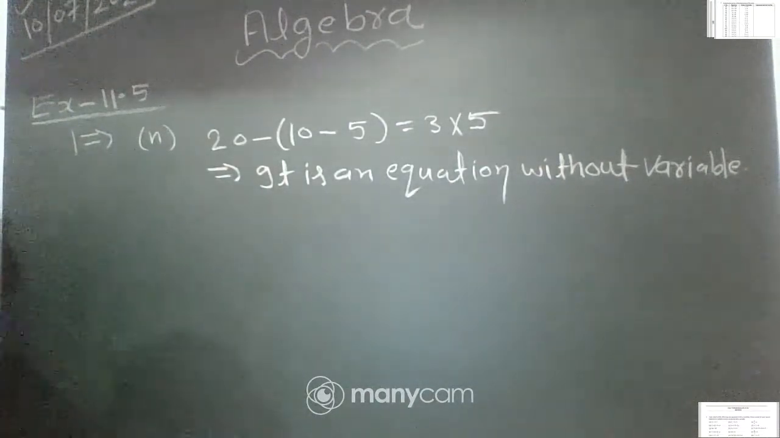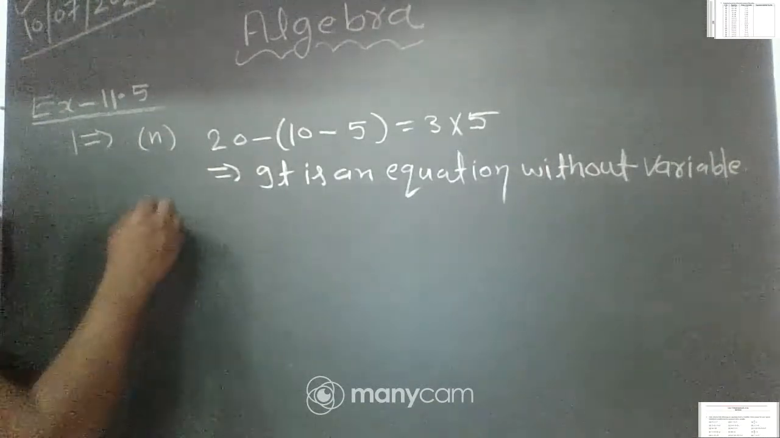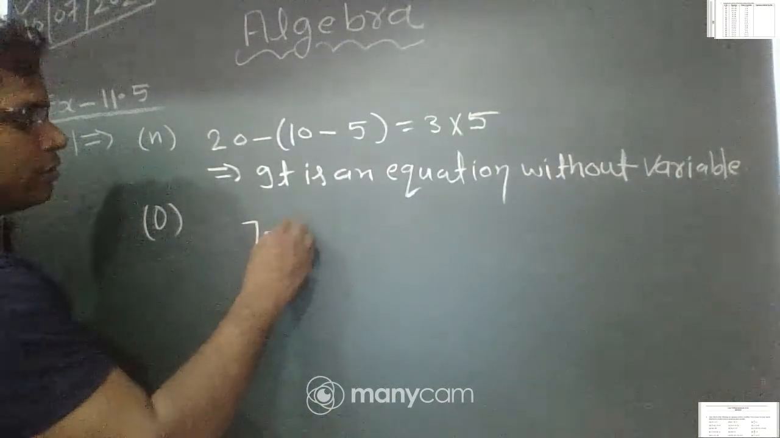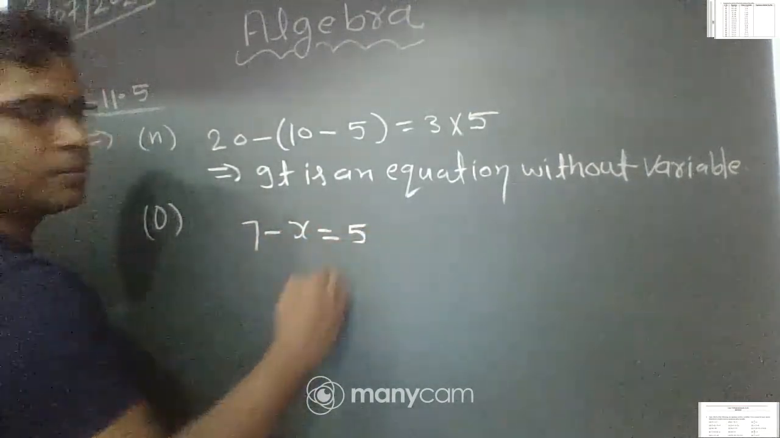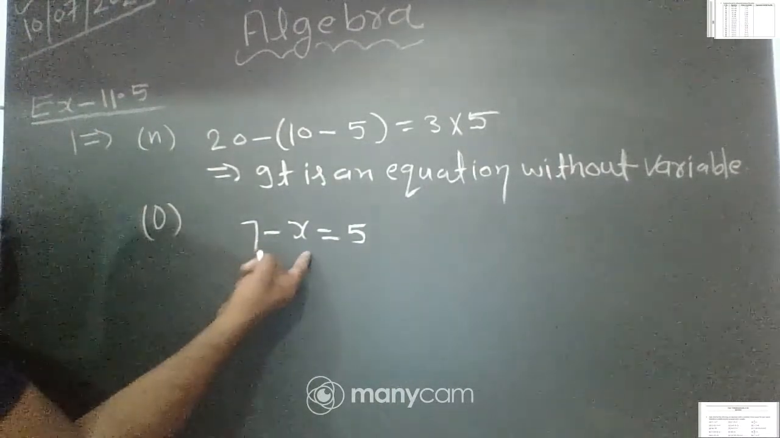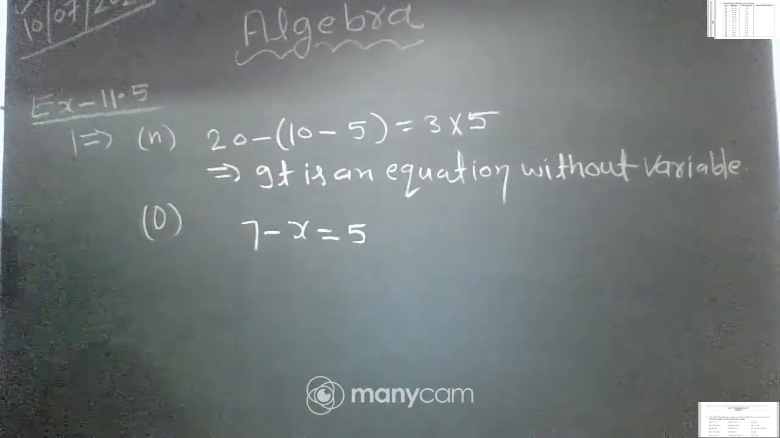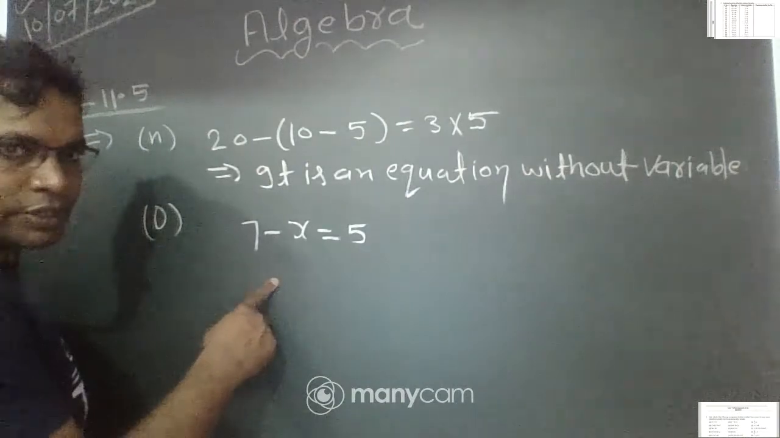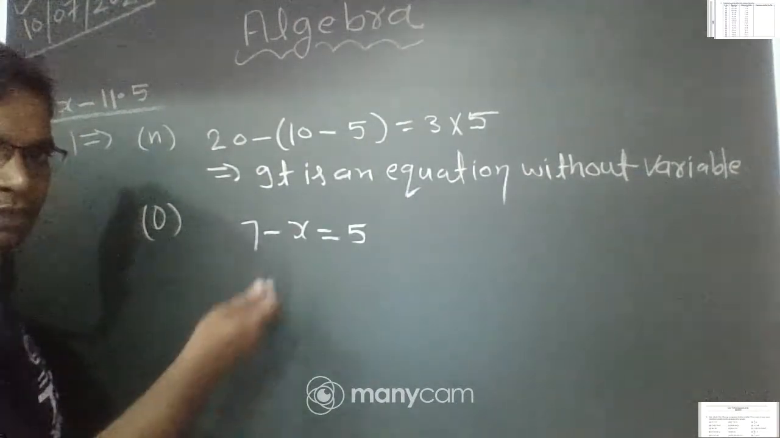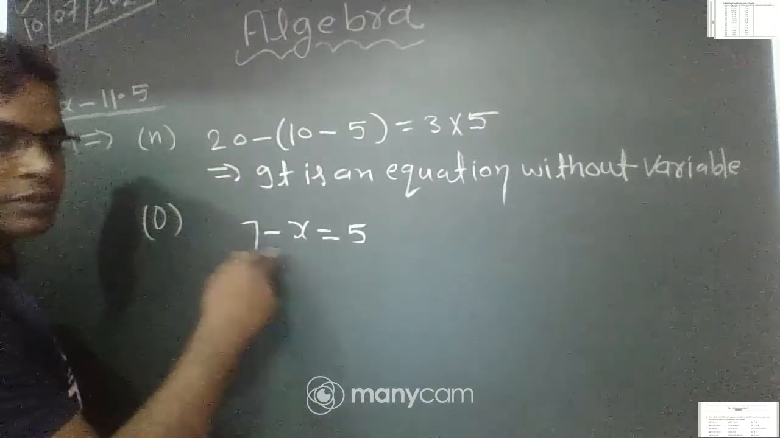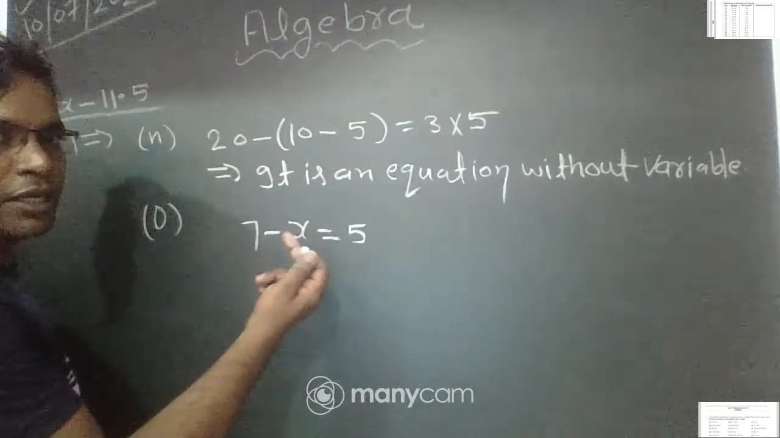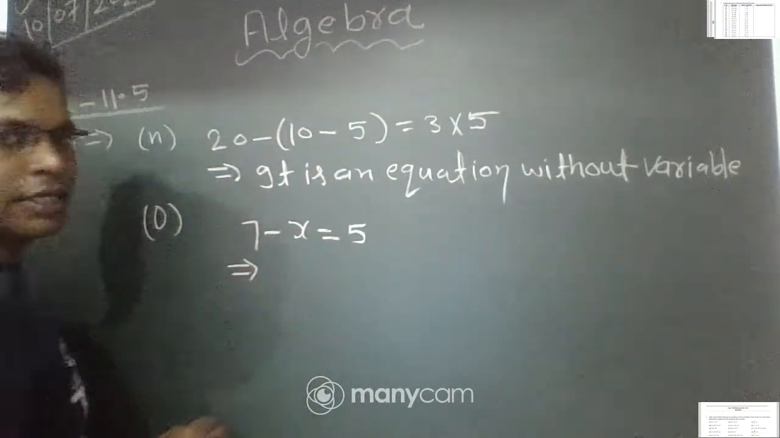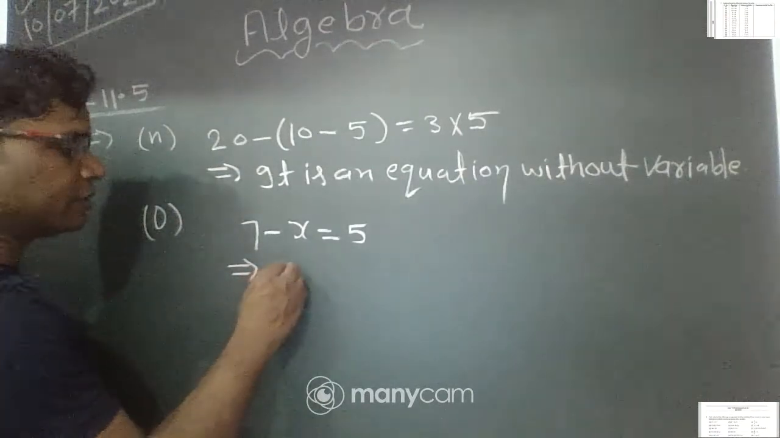Next part of this question. Part 7 minus x is equal to 5. So you can see here left hand side, this is the right hand side. Both are equal. So you can say this is the equation. So what is the variable of this equation? 7 is constant, 5 is constant. What is variable? X is variable. Okay. So we can say about this expression, it is an equation.